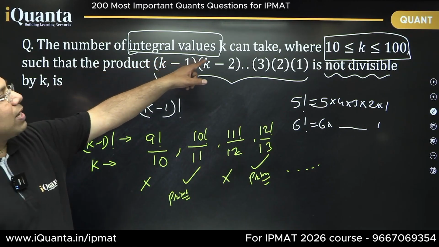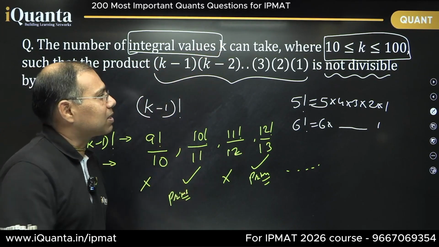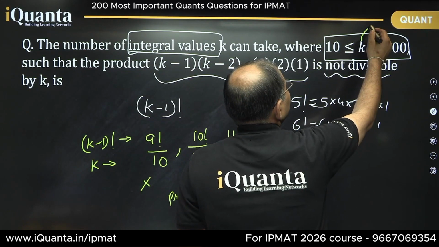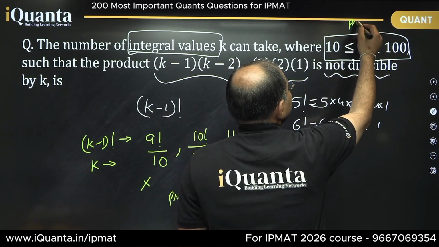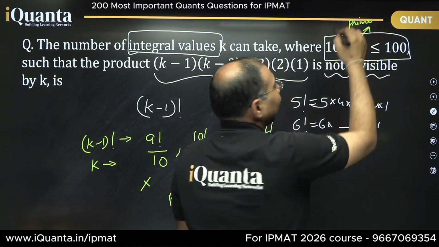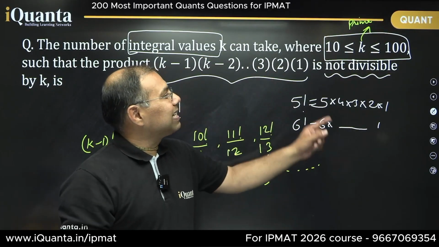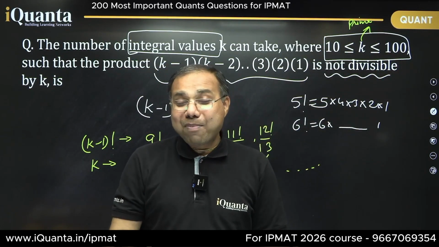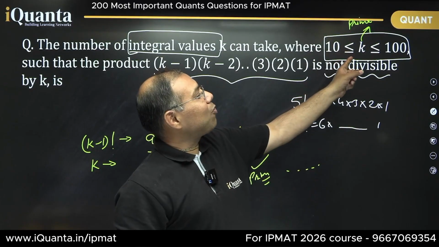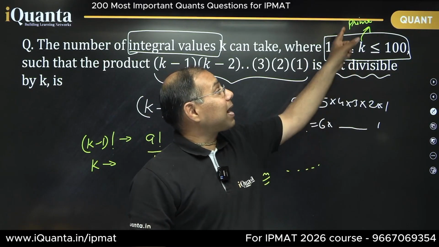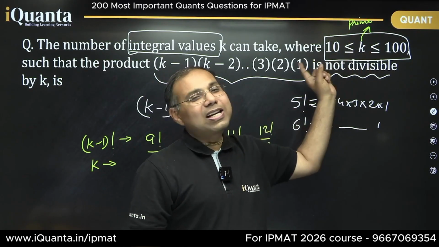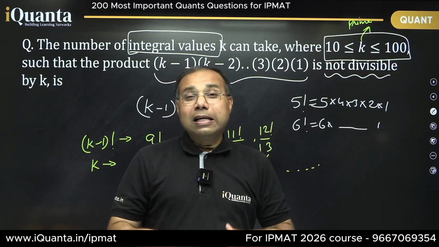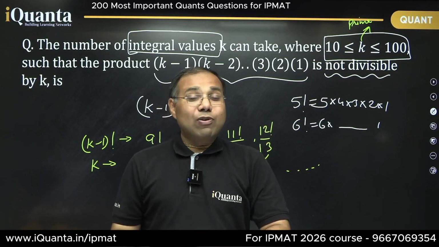The values of k are simply prime numbers, right? The question is basically, we can reframe it: calculate the number of prime numbers in this range. I repeat, the question is simply: calculate the number of prime numbers in this range. How many prime numbers are there from 10 to 100, right? This is a very direct question now.